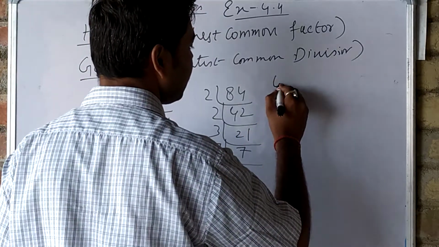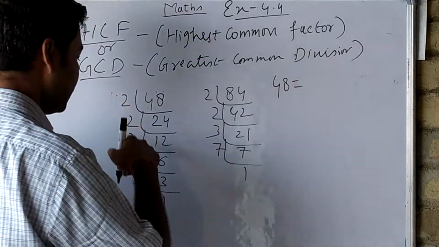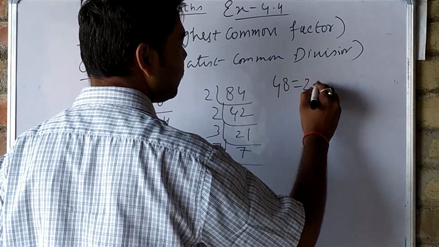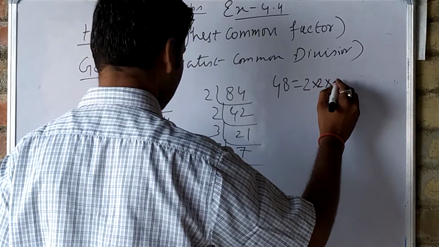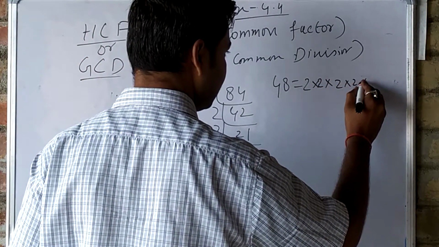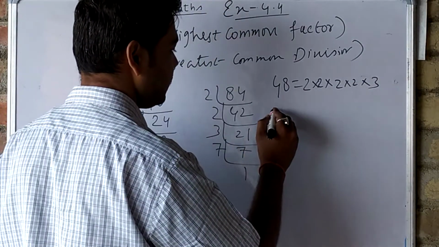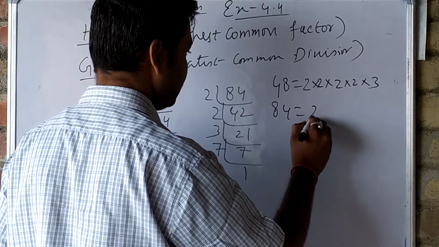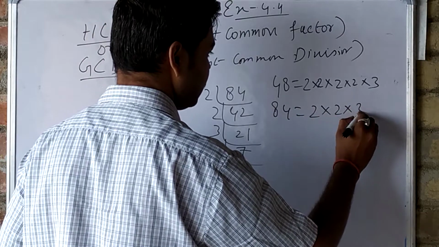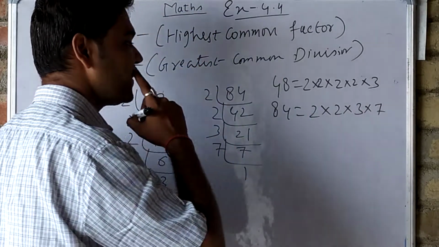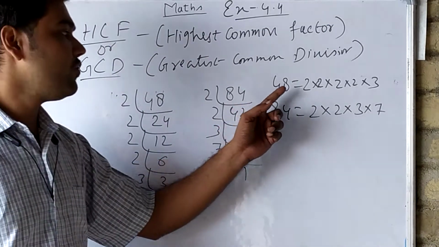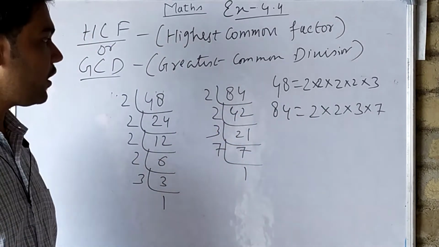Now what do we have? We first write the prime factors of 48: 2 into 2 into 2 into 2 into 3. Then we write the factors of 84: 2 into 2 into 3 into 7. Understand? Now we have written the factors of 48 and 84.